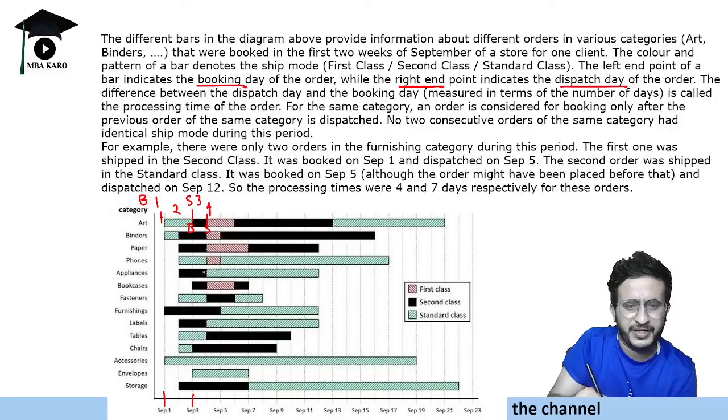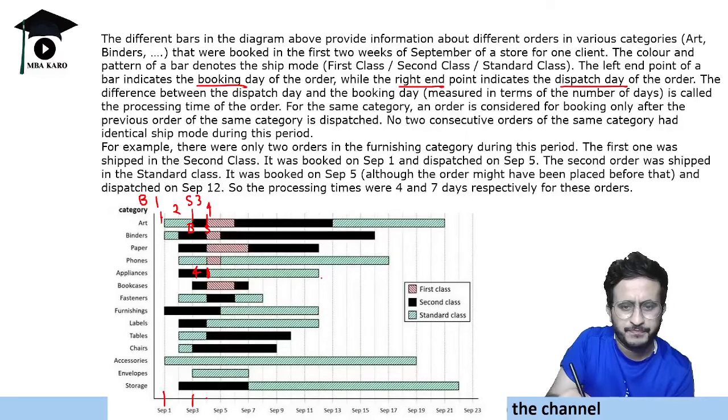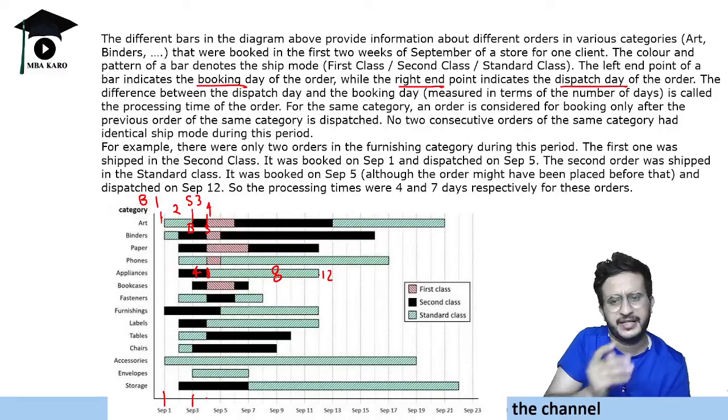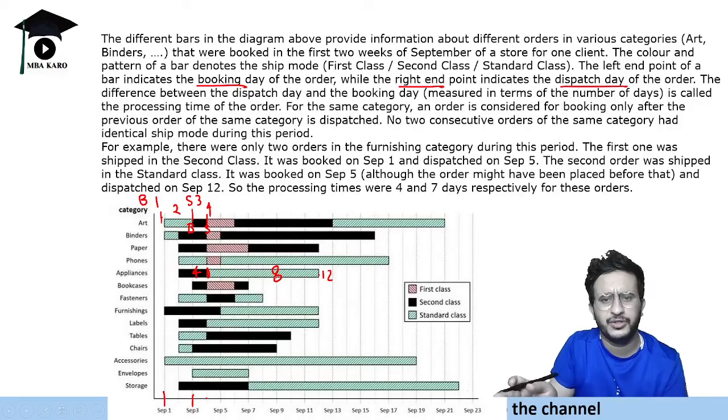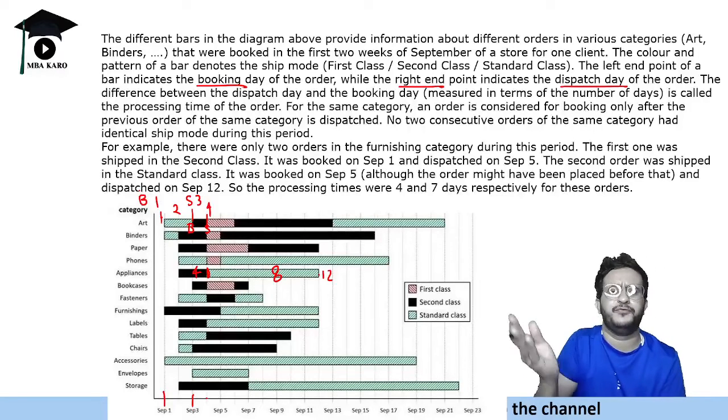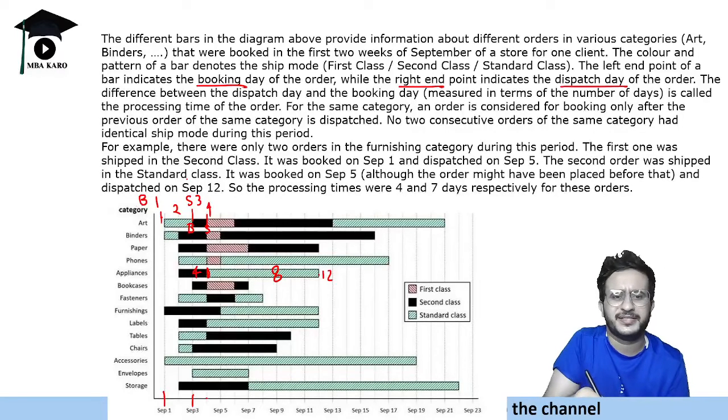Let us say if you have to find this. If you look at the graph below, it is 4 September. So it was booked on 4th and shipped on 12th. So the processing time is 8 days, right? So that is how you have to read the graph. Even if you do not know, they explain in the example also.